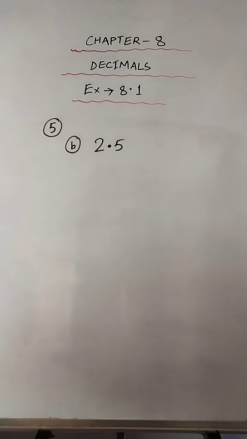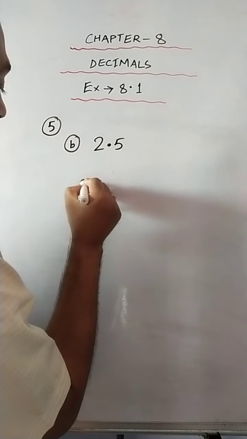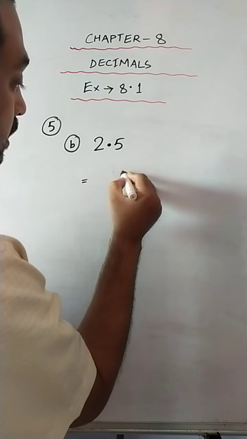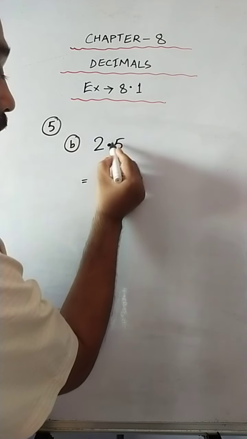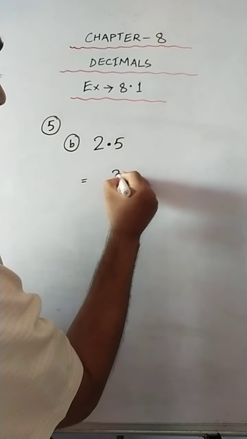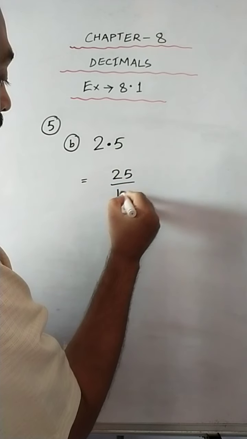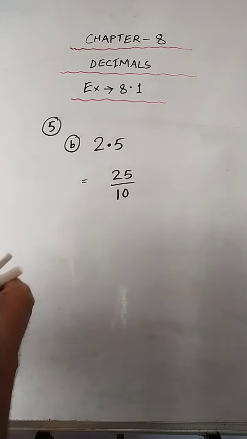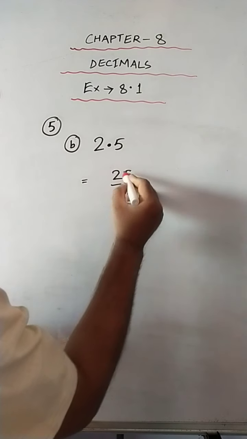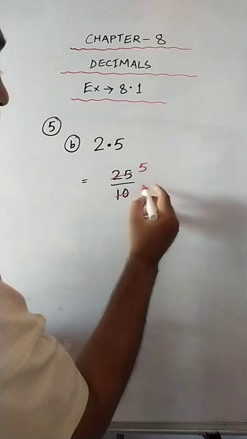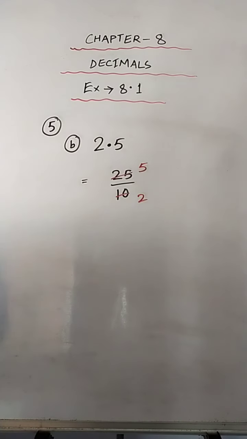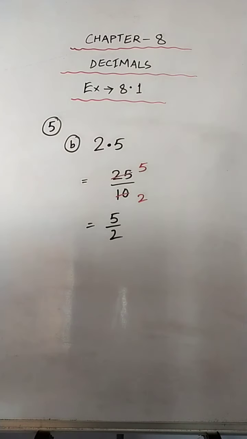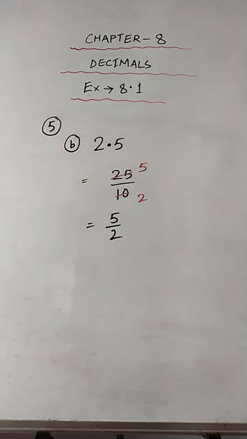Sum number B, we have 2.5. So first of all, we'll convert it into the fractional form. After the decimal, how many digits? 1. That means we'll divide the entire number by 10. Okay, so now can we reduce this number? Definitely we can. We can reduce this by 5. 5 5s are 25, 5 2s are 10. So our required answer is what? 5 upon 2. Okay, so now let's do sum number C.